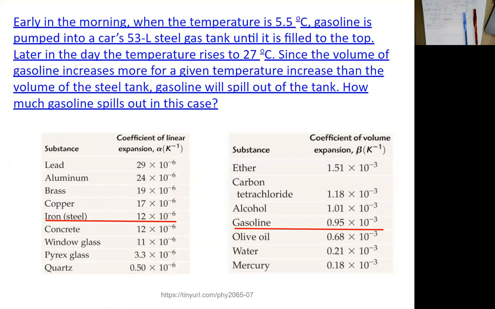All right. We will take a look at this one, example three of the day. This one says early in the morning when the temperature is 5.5 degrees Celsius, gasoline is pumped into a car's 53-liter steel gas tank until it's filled to the top. Later in the day, the temperature rises to 27 degrees Celsius. Since the volume of gasoline increases more for a given temperature increase than the volume of the steel tank, gasoline will spill out of the tank. How much gasoline spills out in this case?